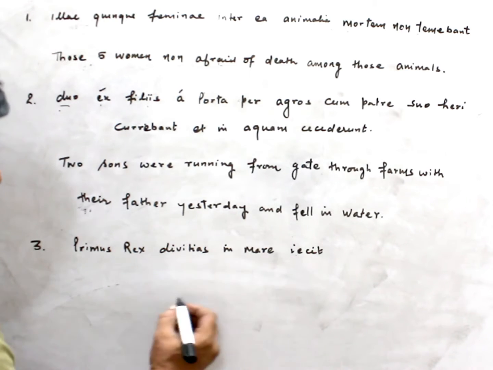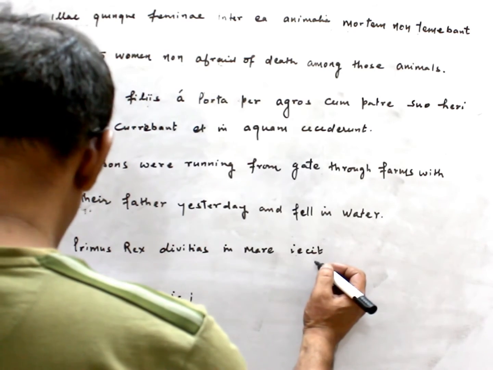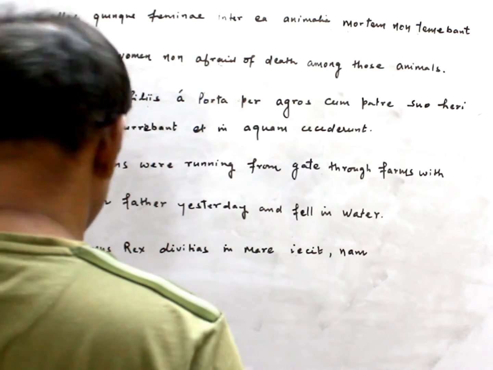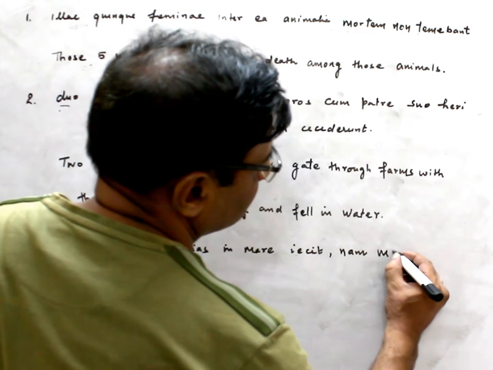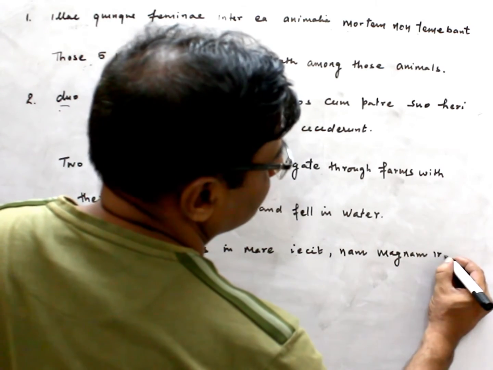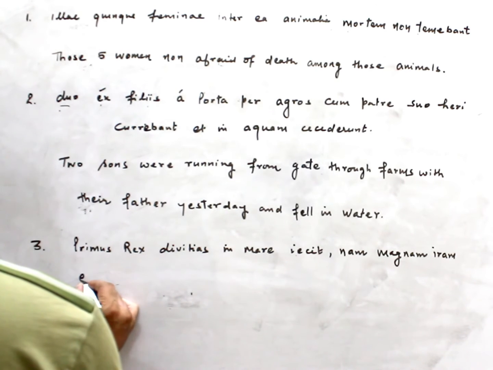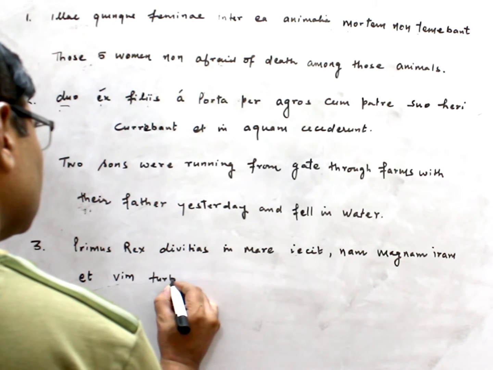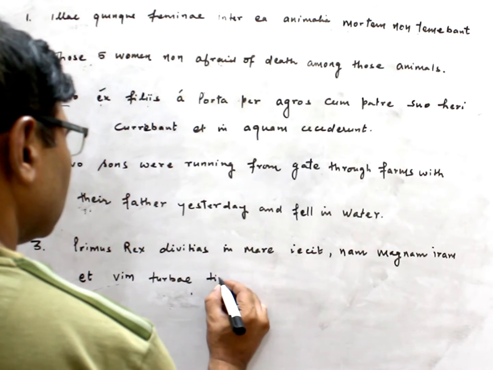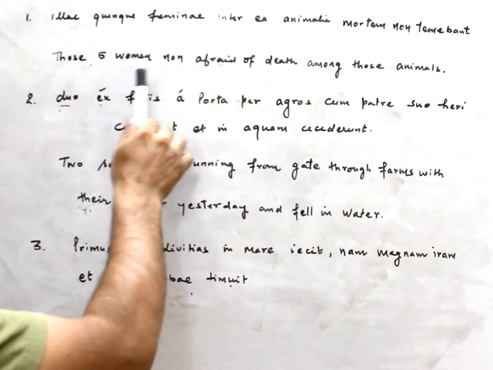Jacket. It is actually J, but in Latin we say it I because there is no letter J. So, magnam iram. Ira is the anger, and it means acquisitive. Vim is the force. Turbae timuit. So this verb came here also.